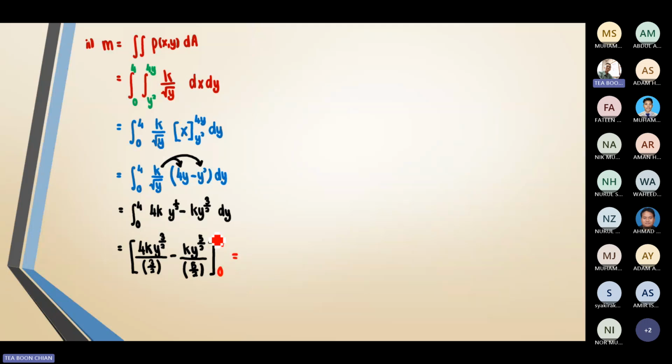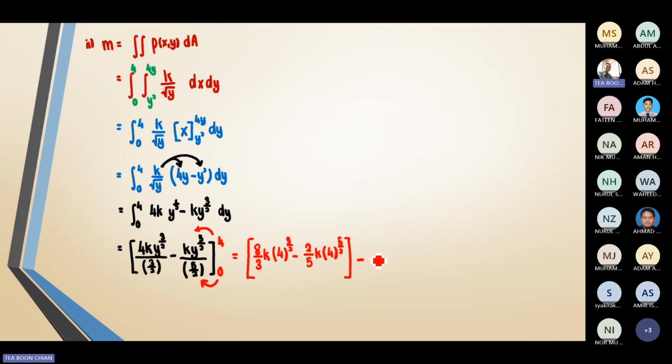All right, so substitute the upper limit into it a bit. Let's see how this is simplified. 4 divided by 3 over 2 actually gives you 8 over 3, k. y power 3 over 2, if you substitute by 4, will be 4 power 3 over 2, minus k divided by 5 over 2, which can be simplified into 2 over 5k, and then 4 power 5 over 2. So this is the substitution of the upper limit minus, if you substitute the lower limit 0, you will get 0.